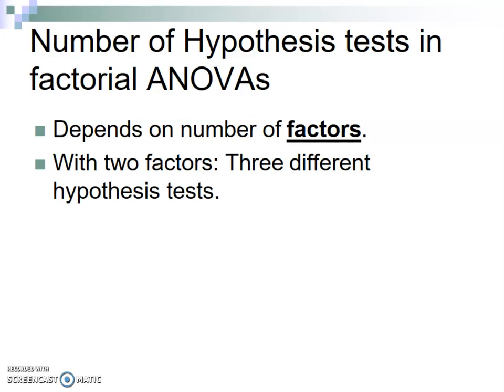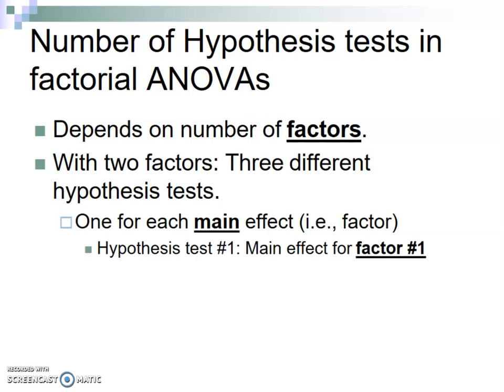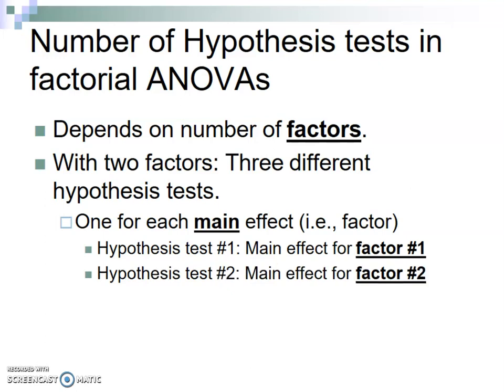When you have a factorial ANOVA that is looking at the effect of 2 different factors, that's always going to result in 3 different hypothesis tests. The 3 hypothesis tests that we're going to conduct when we have 2 factors is we're going to have a main effect for each of our factors. For example, we're going to have a hypothesis test that will examine the main effect for factor number 1. Again, the main effect just looks at the effectiveness of that one variable, ignoring the other one that you tested. So we'll have the main effect for factor number 1.